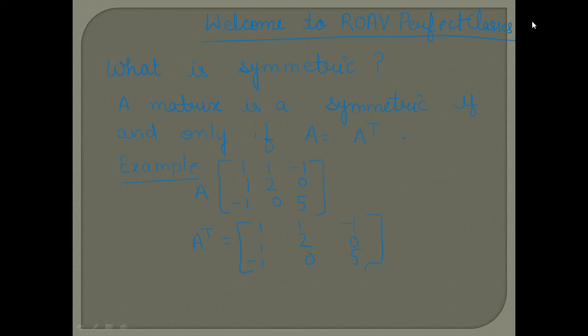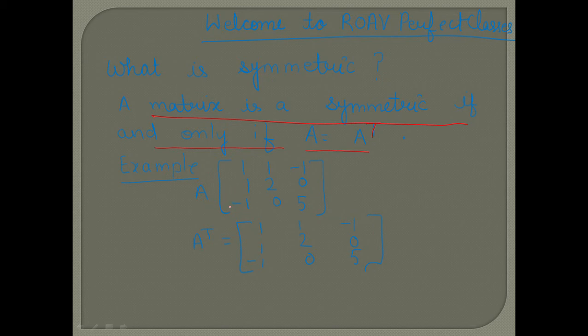Today I am going to discuss what a symmetric matrix is. It is a topic of matrix. A matrix A is symmetric if and only if A is equal to the transpose of A matrix. A matrix is symmetric if and only if A equals A transpose.